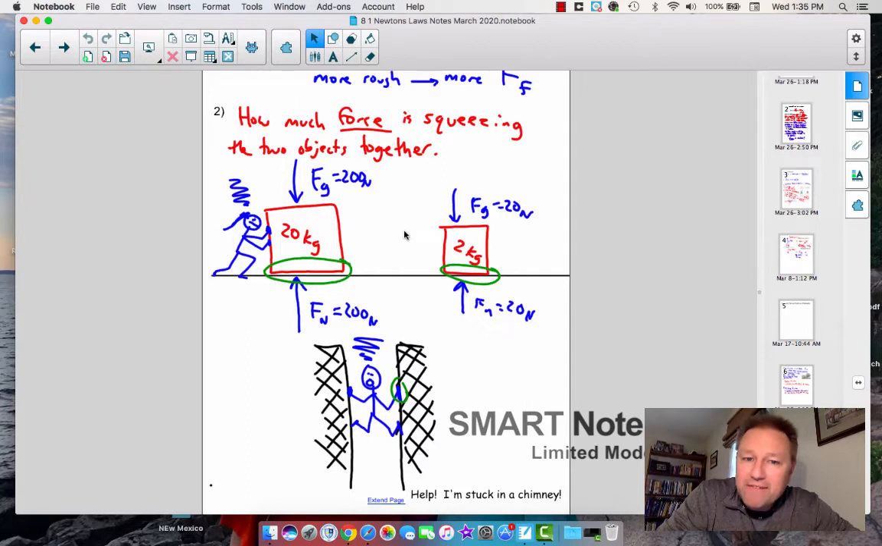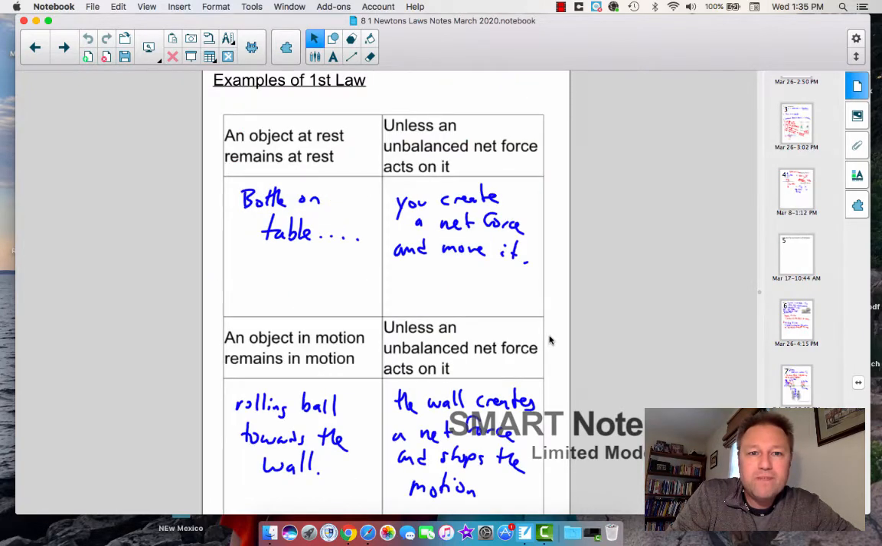Not always about gravity though. We use the guy stuck in the chimney, thinking that he could also increase friction between him and the walls of the chimney if he pushes really, really hard on those walls. If he increases his squeeze factor there, he increases friction so that he doesn't fall down. As soon as he lets go, he's decreasing the squeeze factor, friction force goes down, and thus he slides down due to gravity. Back to the first law, again some examples of it.